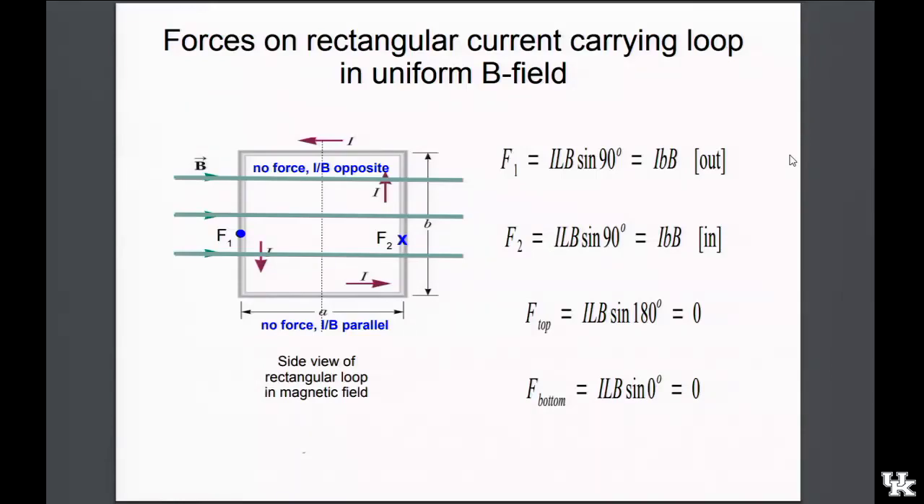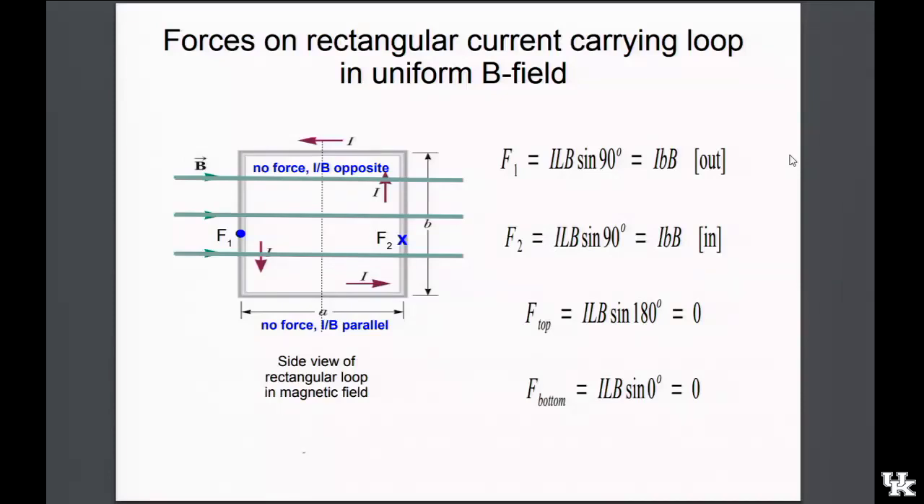So let's start with the left and the right. So I've indicated here that for the left-hand side, you get a force that's out of the screen. That's what this dot means. Right-hand side, you get a force that's into the screen. That's what this cross means. When this current is flowing counterclockwise around the loop, let's check that. So firstly, there are forces on the left and right. One is out and one is in.